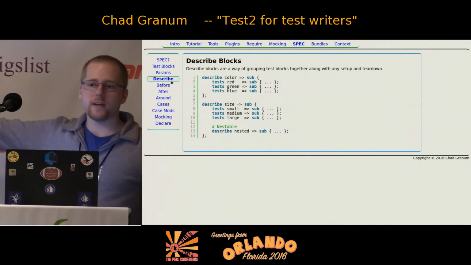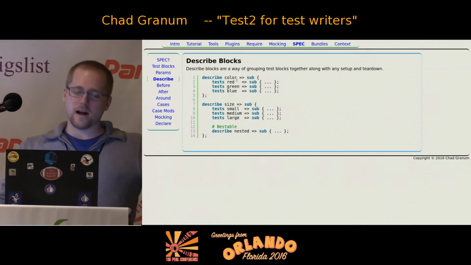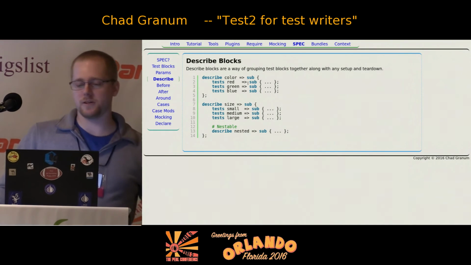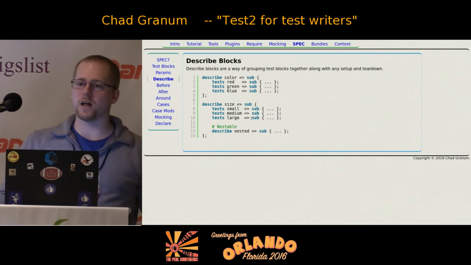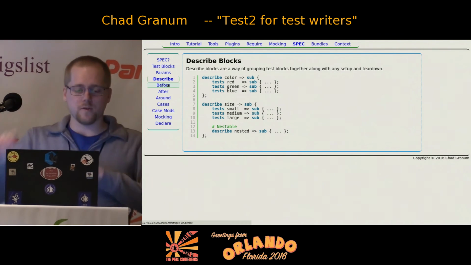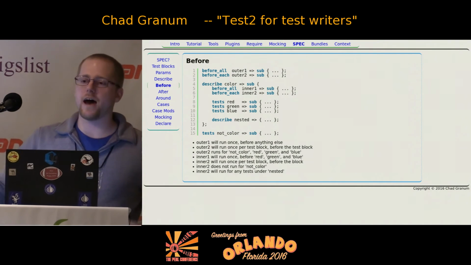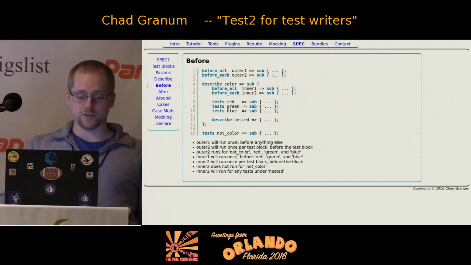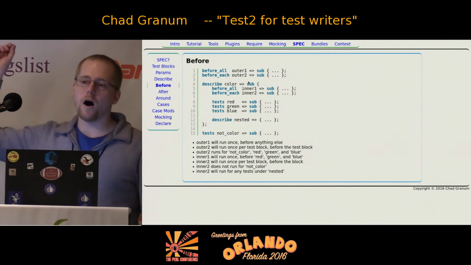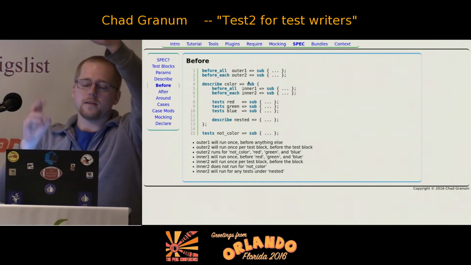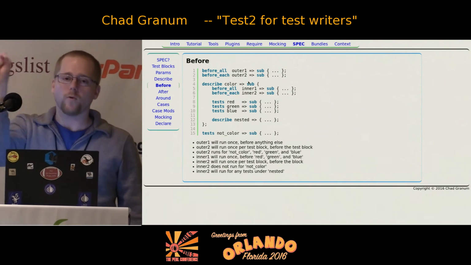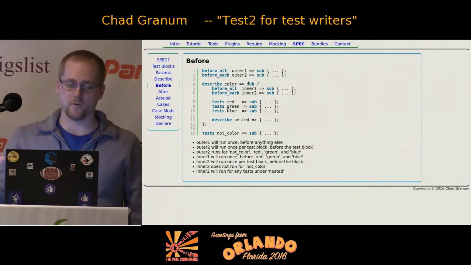Describe. This is a way to group your test blocks. You say, oh, describe color, test red, test green, test blue, and give them each a block. Size, small, medium, large, give them each a block. You can nest describes. And that's just a way to group them, which becomes important when you then have your before alls. Before all, run this. Before each, run this. The before all will run at the beginning of your describe, then all your test blocks will run. The before each will run once per test block just before the test block.